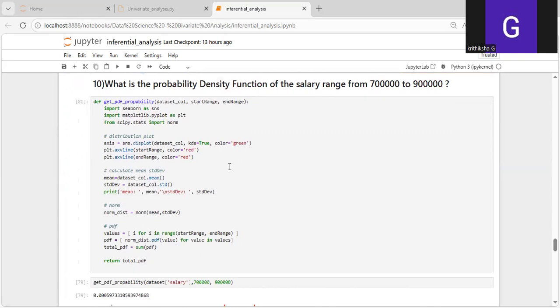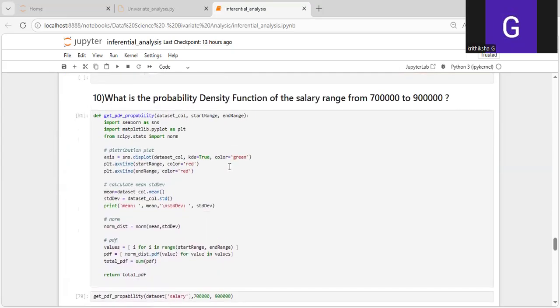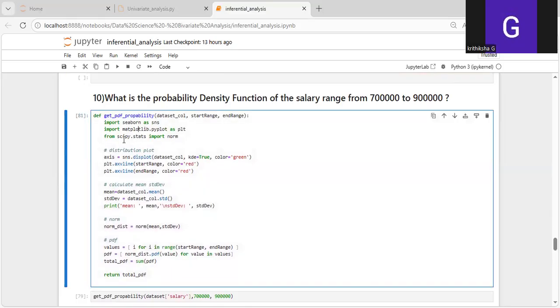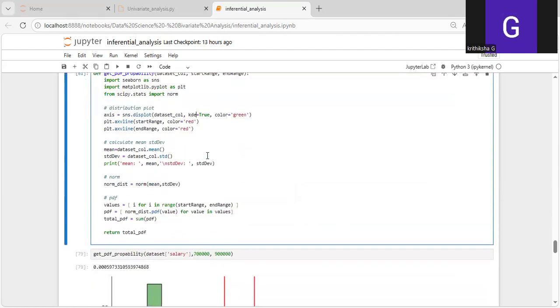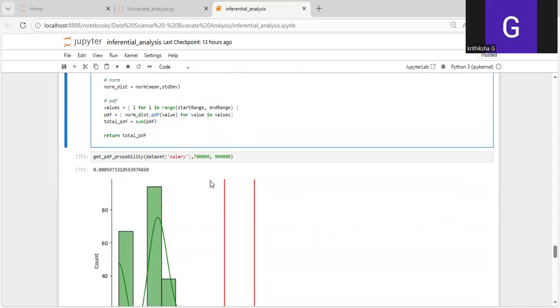To find the probability chances of a student getting a salary between 7 to 9, we can use the probability density function, compute it, and find it from the graph. For that, I have imported the libraries Seaborn, Matplotlib, and SciPy stats, importing norm for the normal distribution. Then I'm plotting the distribution plot from Seaborn, sending the column and KDE equal to true, which says I need the normal distribution curve.